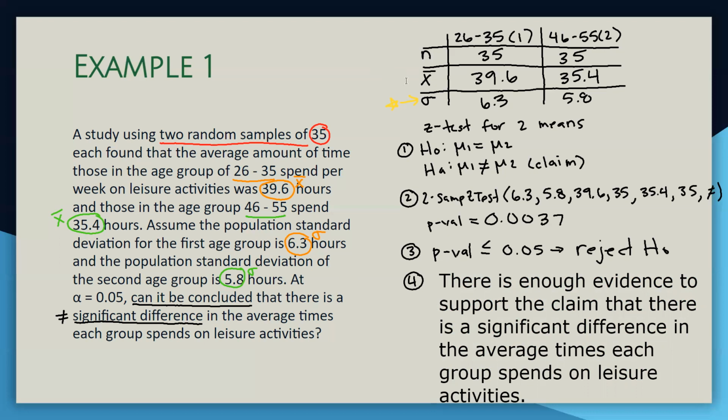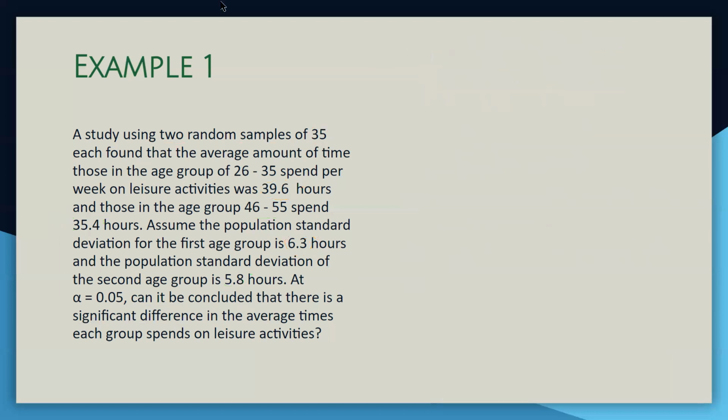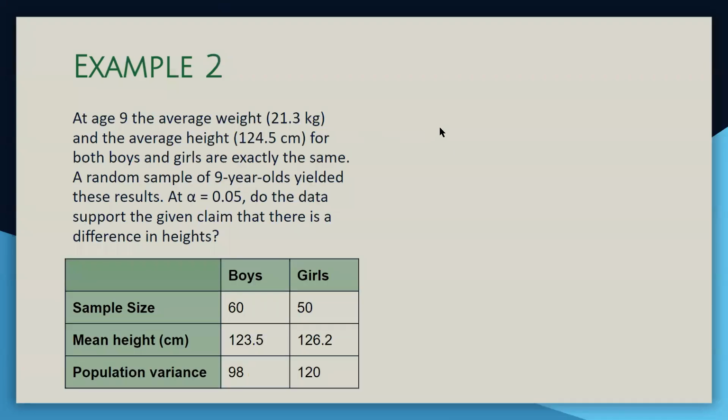Okay, let's try another one. This time I'm going to use GeoGebra so we can see how both methods work. So example 2: at age 9, the average weight, 21.3 kilograms, and the average height, 124.5 centimeters, for both boys and girls are exactly the same. A random sample of 9-year-olds yielded these results. At alpha equals 0.05, do the data support the given claim that there is a difference in height?